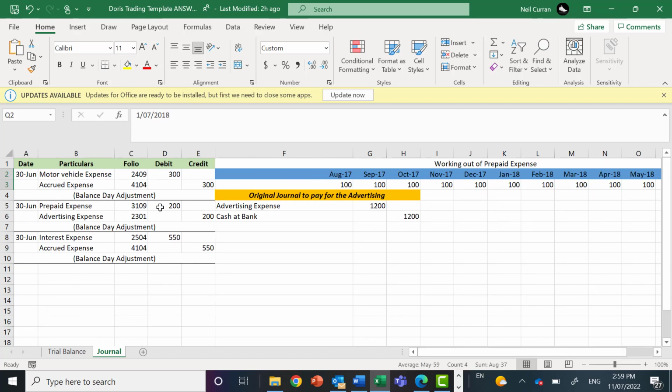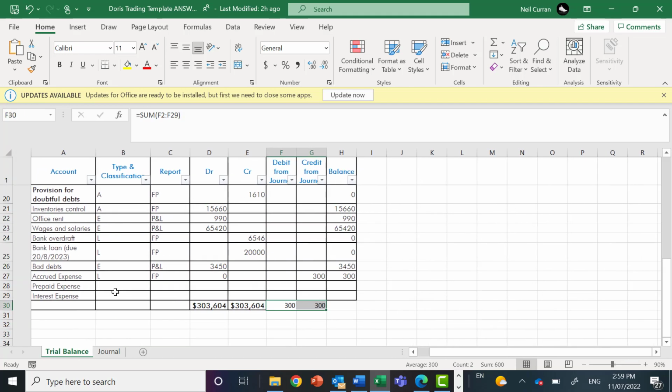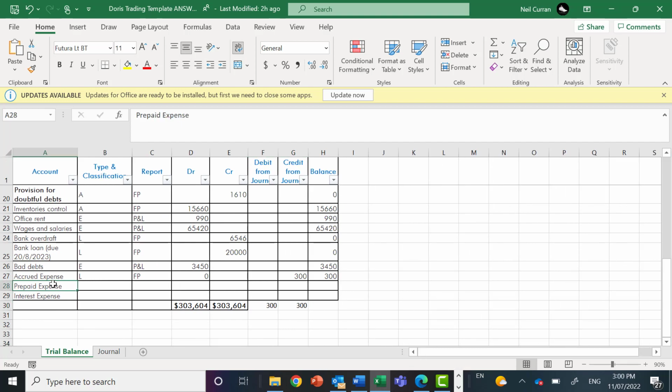So if you go over here, we've got prepaid expense here of $200, which represents July and August, and then advertising expense here for a credit of $200. So then we need to adjust this journal back in our trial balance. I've started here with a prepaid expense. Prepaid expense is an asset. An asset is found in the statement of financial position. It has a zero balance to begin with because there are no prepaid expense accounts in this trial balance. And we're going to put $200 here.